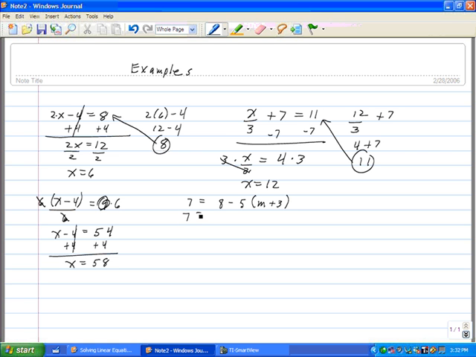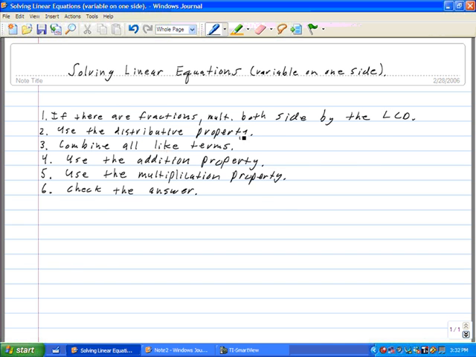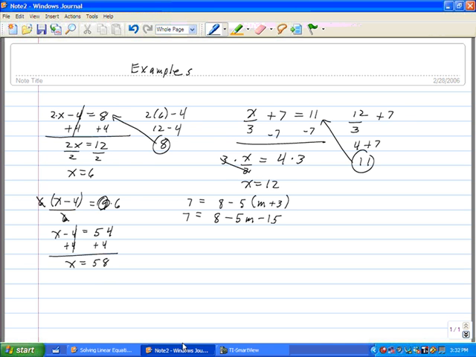So we have 7 equaling 8 minus 5 times (m plus 3). Don't be tempted to do 8 minus 5 is 3. Again, subtraction does not come at this point. We now distribute, so this becomes a minus 5m and a minus 15. The next step, after using the distributive property, is the combining of like terms. And again, we can do that.